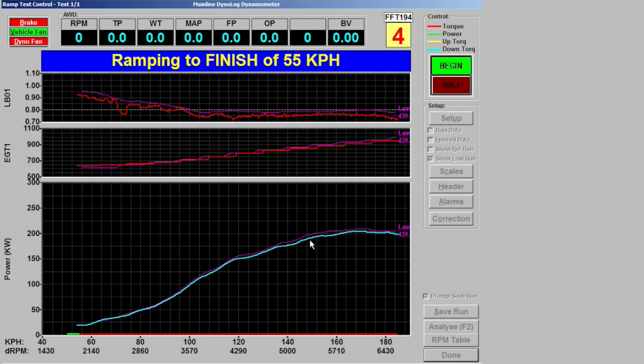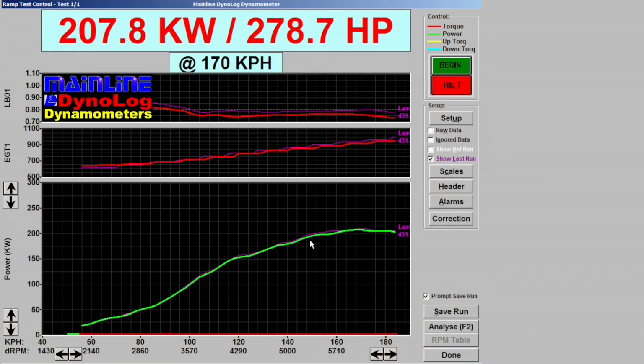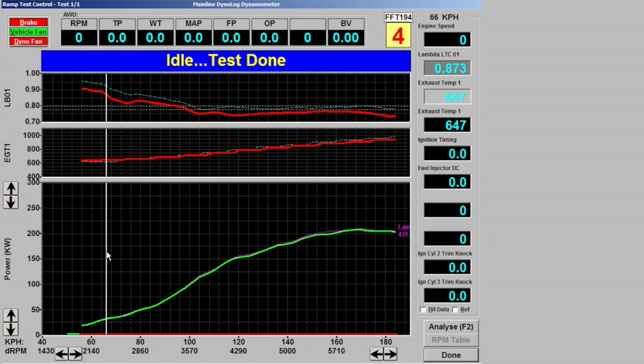Okay, that's our second run complete there with our richer air-fuel ratio. So let's have a look at the results we got. So for a start we can see our power is almost identical. We've got 207.8 kilowatts or 278.7 horsepower. You can see that the original run is still displayed in purple, and our current run, our second run with the richer air-fuel ratio, is overlaid almost directly on top of that.